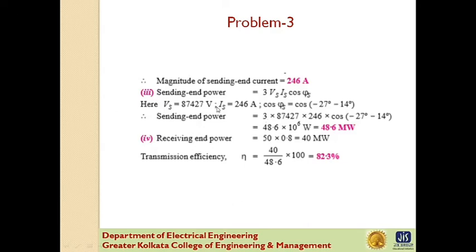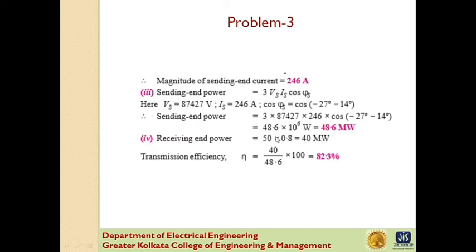Now the expression for sending end power is 3 into Vs into Is into cos phi s, and Vs is equal to 87,427 volt, Is is equal to 246 ampere, cos phi s is equal to cos of minus 27 degree minus 14 degree. This is the value of phi s. So putting in the values of Vs, Is and cos phi s, we get the sending end power as 48.6 megawatt.